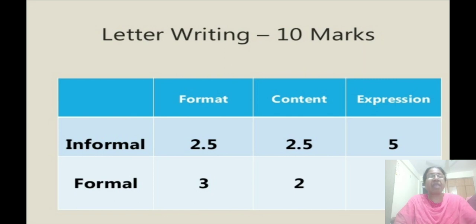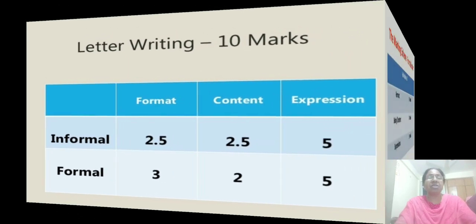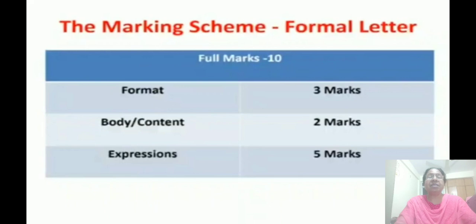Letter writing carries 10 marks. Now, in an informal letter or friendly letter, the format carries 2.5 marks for format, 2.5 for content, and 5 for expression. And in a formal letter, format carries 3 marks, content has got 2 marks, and expression again has got 5 marks. So, let us see the format.